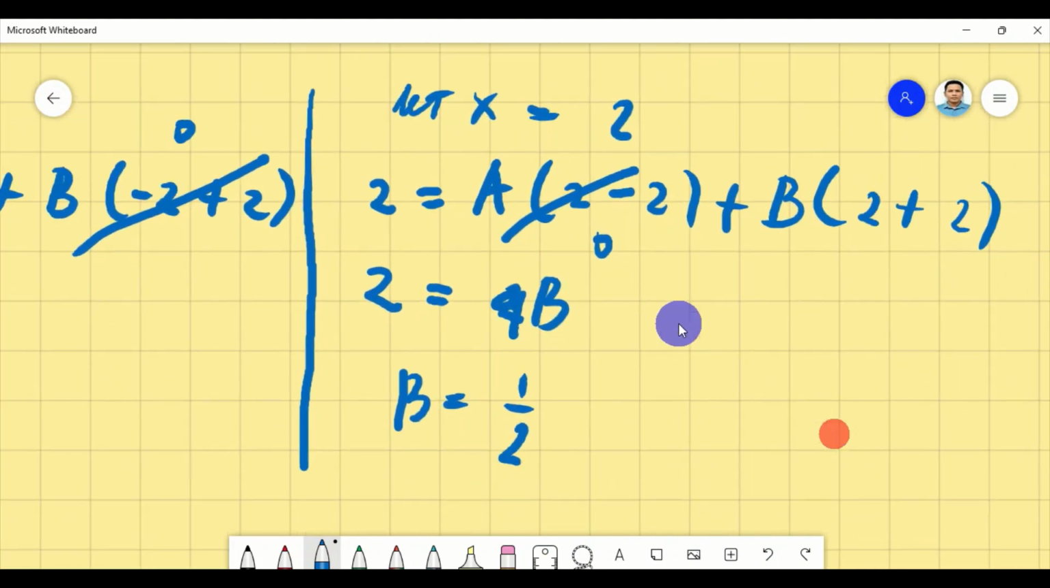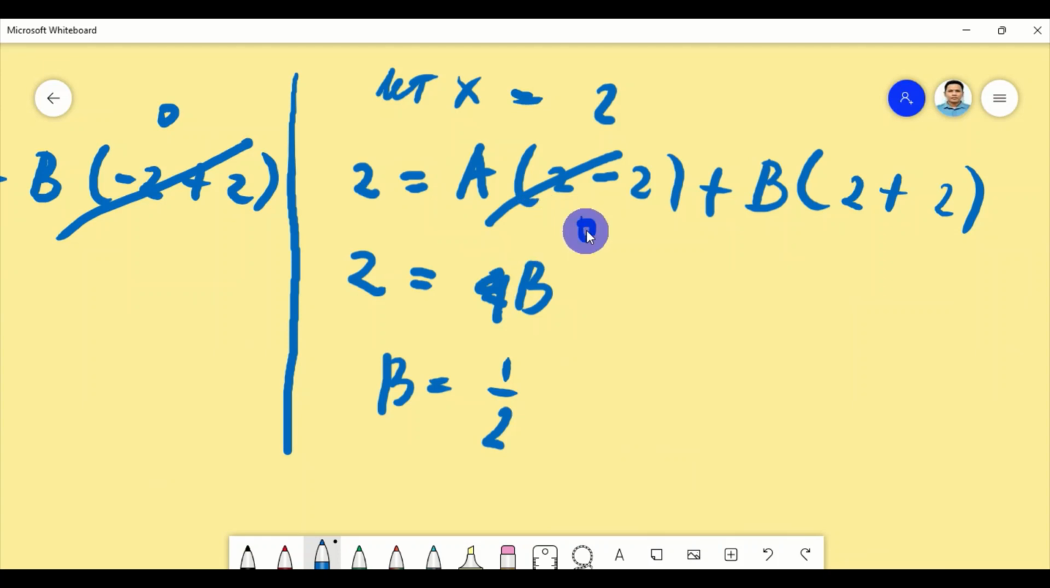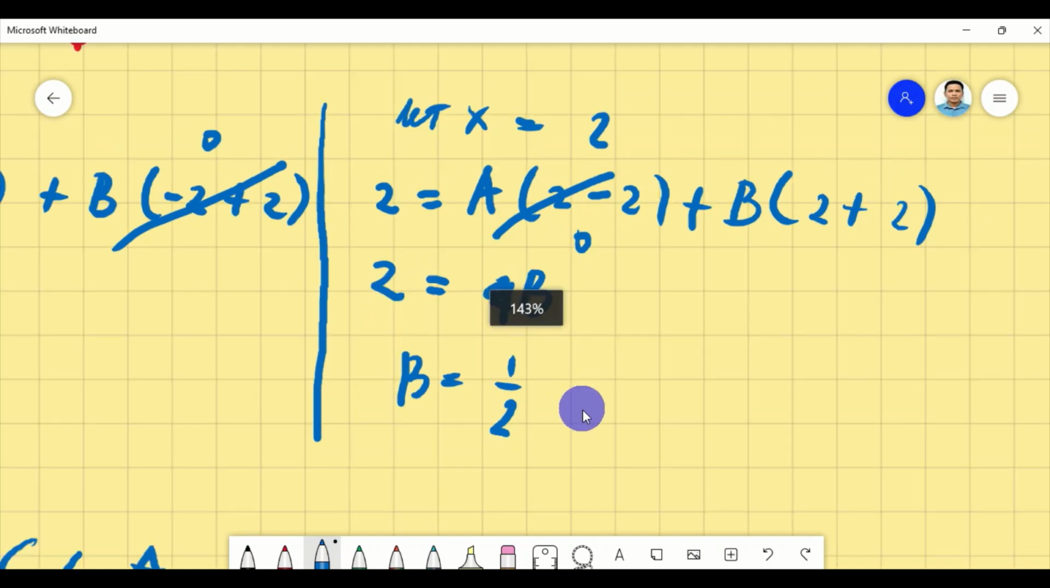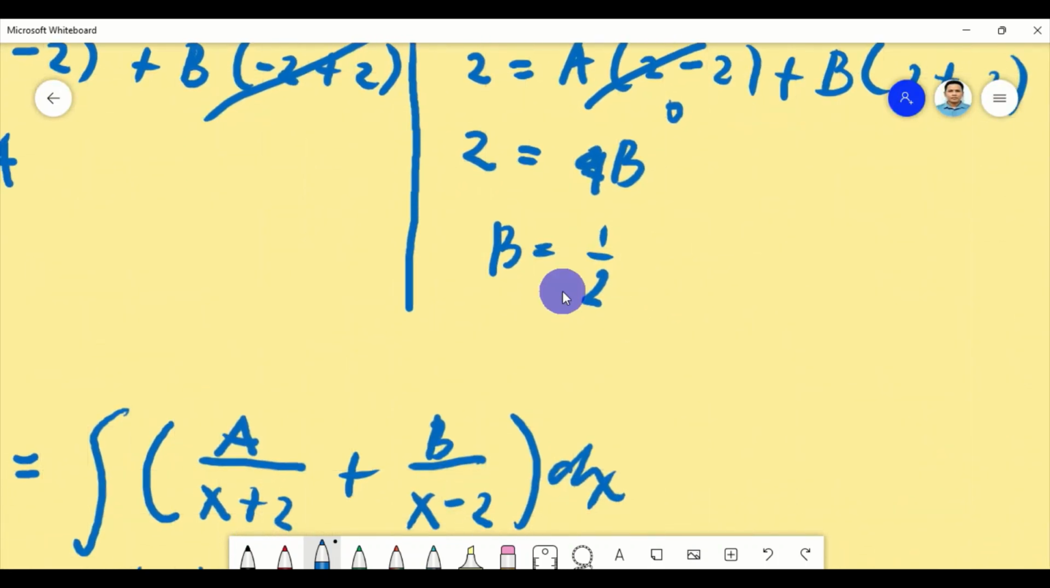You'll be having 2 is equal to a times, of course, 2 minus 2 plus b times the quantity of 2 plus 2. And the first expression, a times the quantity of 2 minus 2, is equal to 0. So you are left with 4b, and this is equal to 2. Hence, our b now is equal to 1 half.